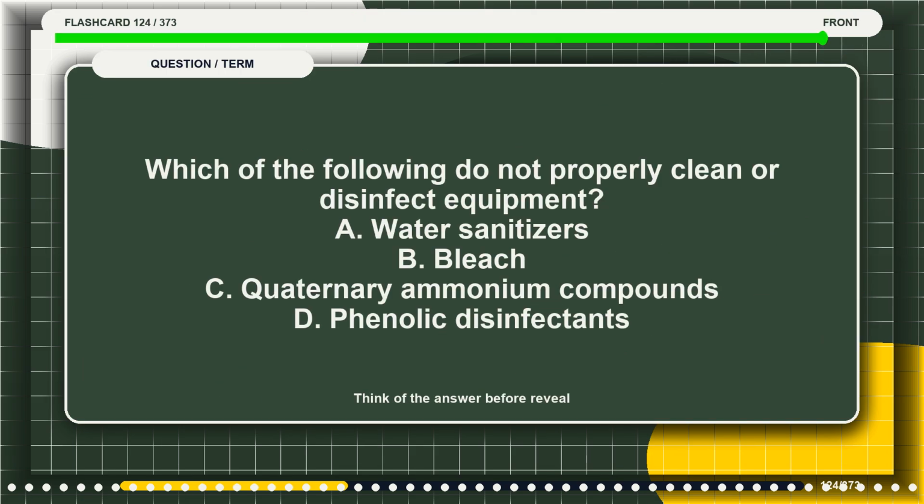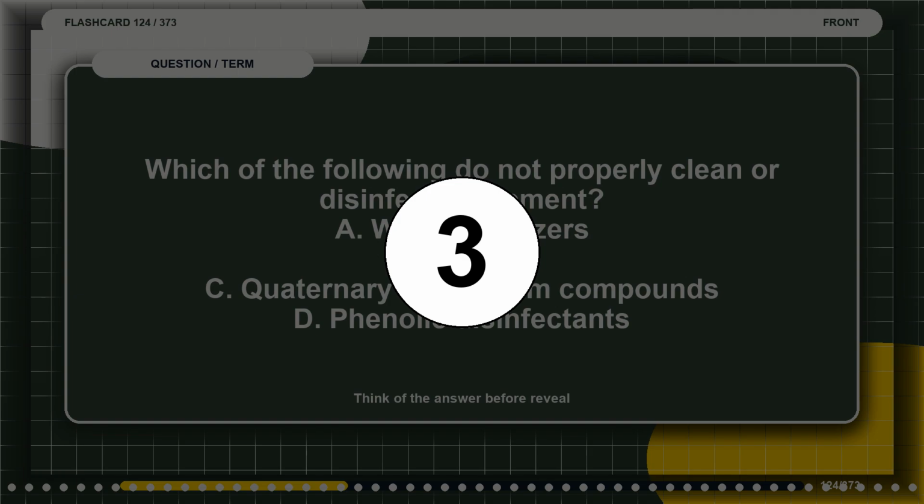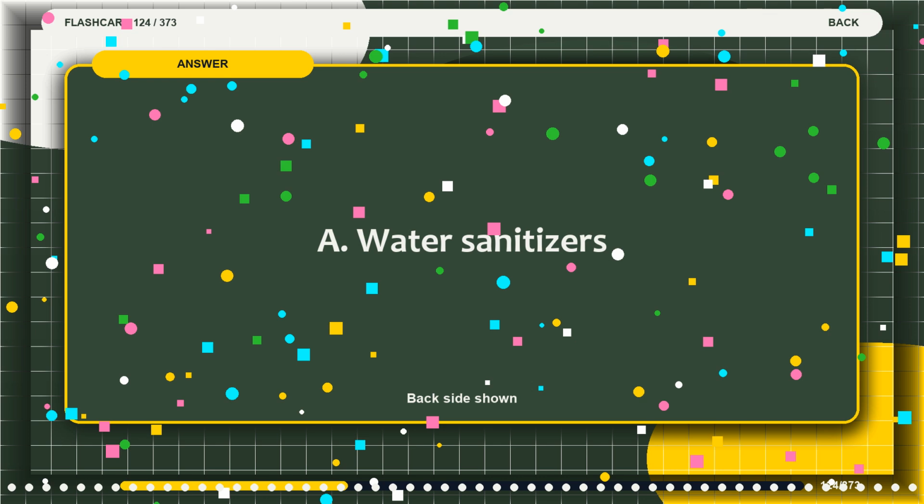Flashcard 124. Which of the following do not properly clean or disinfect equipment? A. Water sanitizers. B. Bleach. C. Quaternary ammonium compounds. D. Phenolic disinfectants. Think of the answer before the reveal. The answer is A. Water sanitizers.